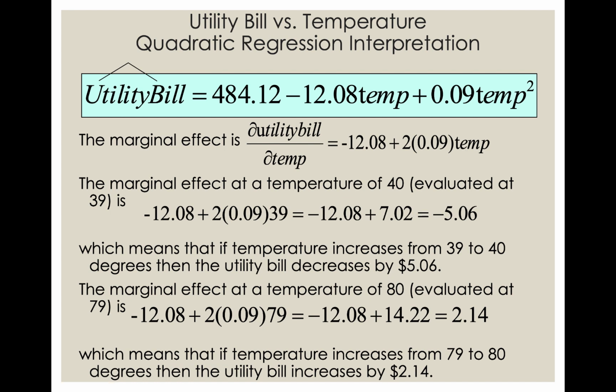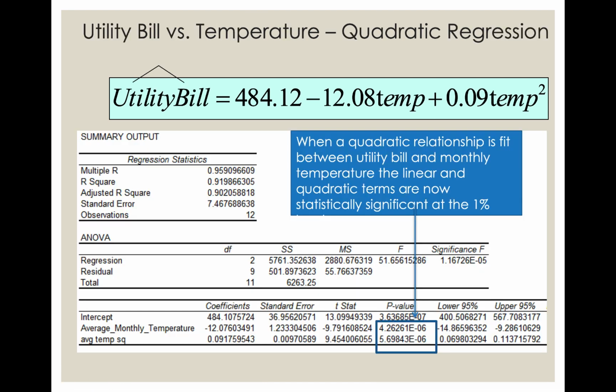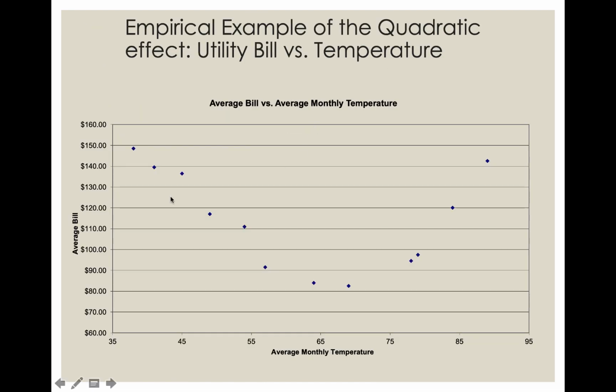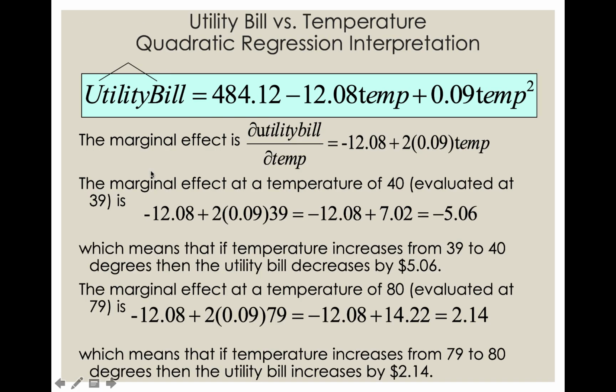So, for example, we can see the marginal effect of temperature at 40 degrees. We're going to evaluate it at 39, so we're going from 39 degrees to 40 degrees, one additional unit of temperature. We put 39 into this equation. We can see if you go from 39 degrees to 40 degrees, your utility bill will drop by, on average, $5.06. So if the temperature goes up, our average utility bill will go down, which is consistent with what happens in the picture.